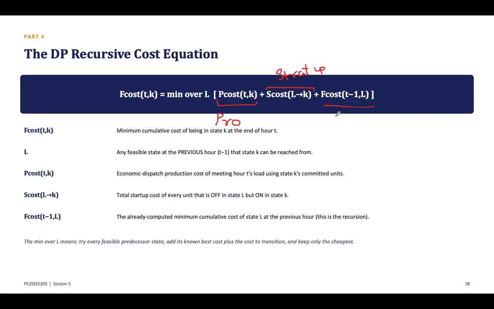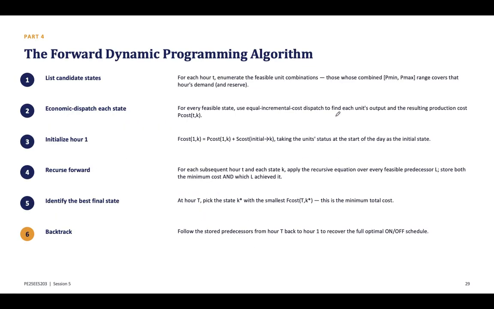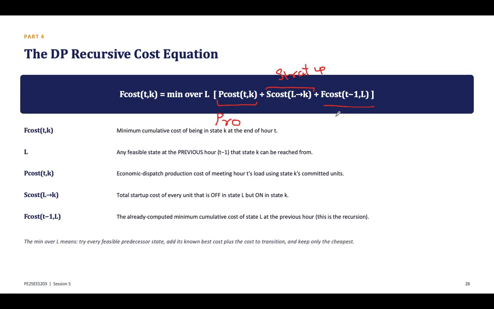So F cost is the cumulative cost of a predecessor state L. The sum of these three quantities gives the total cost of reaching state K through predecessor L. The minimization over L here, you can see, the minimum over L selects the cheapest feasible predecessor. That minimum becomes F cost T of K.